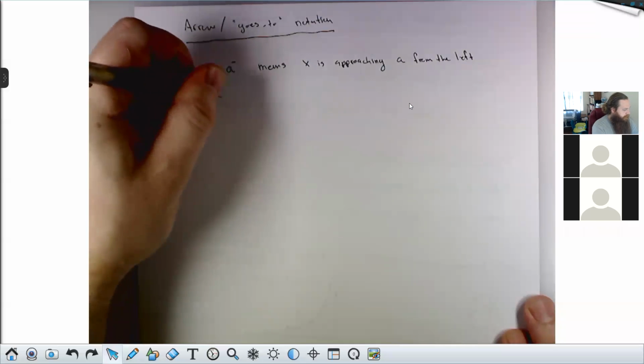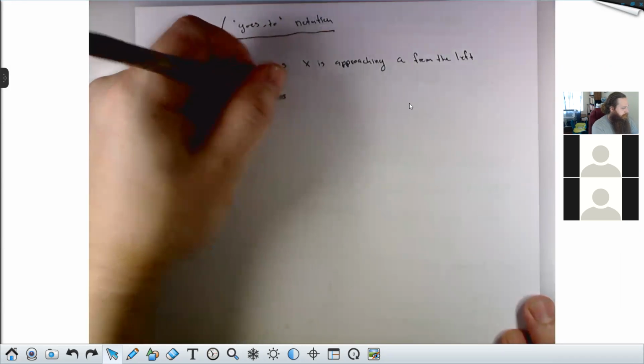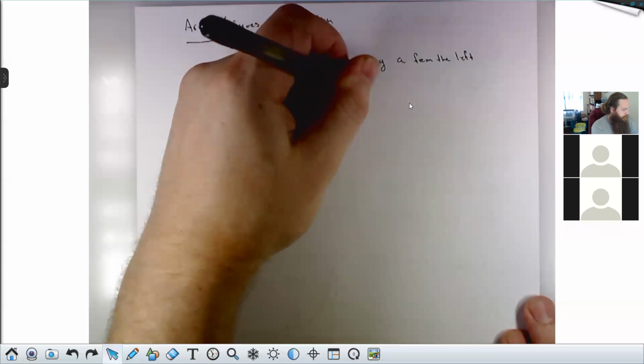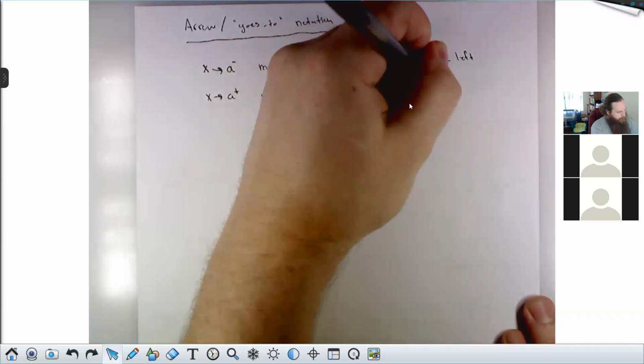If I say x goes to a with a little plus here, this means x is approaching a from the right.